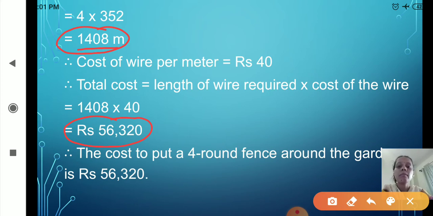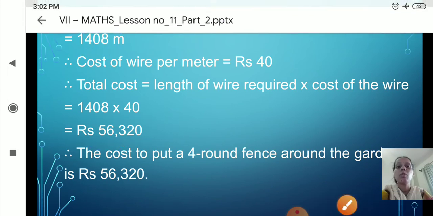First we will find out the circumference of the circle. As the circumference of the circle is equal to 1 round fencing, you have to find out for 4 round fencing. Then you will multiply the circumference by 4. Then after multiplication you will get the length of the wire for 4 round fencing, which you will multiply with the cost per meter which is given, that is 40. So the answer is 56,320 rupees. Now we will move to the next question.